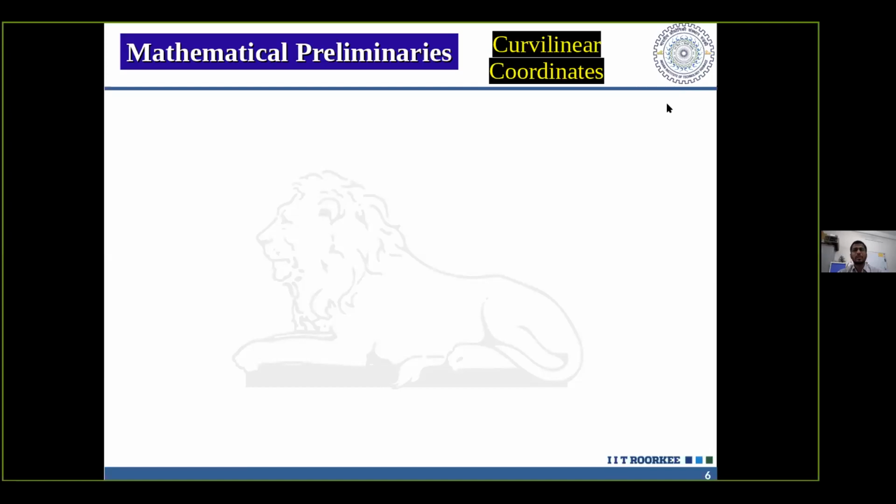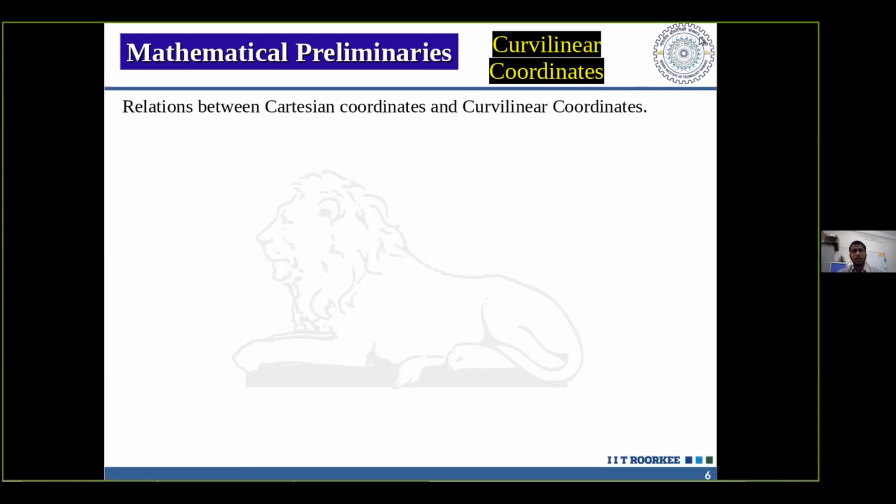I'm not going into all the greater details of it, but what you must know are the relations between Cartesian coordinate systems and curvilinear coordinates. All I'm trying to say is that you must know how r is related to x, or how x is related to r, theta, phi. And not only that, you must have practice converting vectors from one coordinate system to another. This is sometimes very much desirable. I will give you one example.